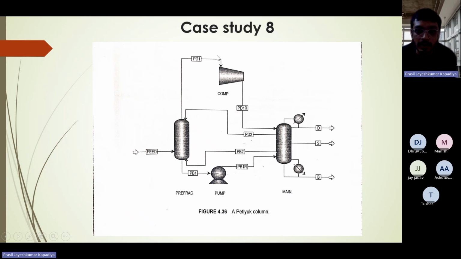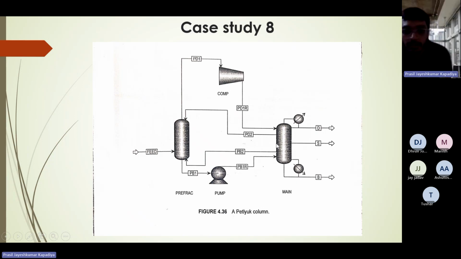From the top, we get vapor. We compress it and pass it to a distillation column. Similarly, the bottom goes through a pump and is added to the distillation column. From here, we get D, S and B products. D is distillate, B is bottom and S is side stream. So here, what is the game?